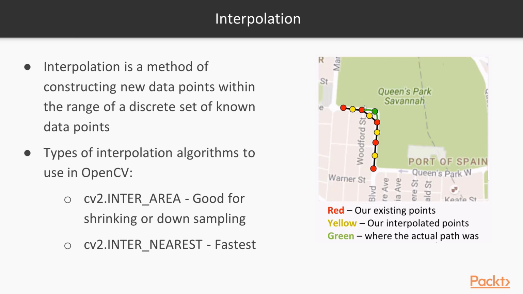Okay, so let's imagine we're a car, and this car is traveling along the savannah here. It's Queen's Park Savannah. This is in Trinidad and Tobago. And red are our existing points, and yellow are interpolated points. And what does that mean? It means that, let's say our GPS is logging our coordinates every 30 seconds. So we have a red point here, a red point here, and a red point here, and a red point here. Good. So interpolated points means that we're going to automatically generate points between these points, so that we can infer the space between. So that's what interpolation does.